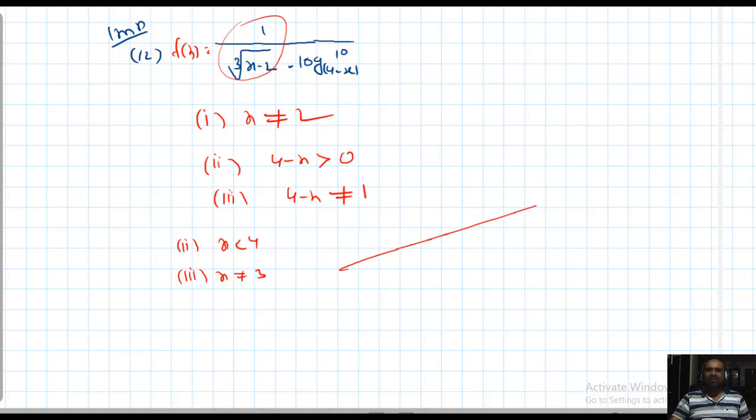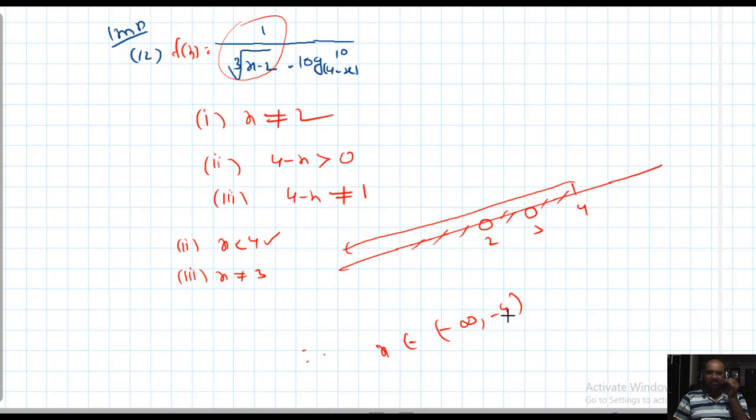So by using a number line I want to complete the problem. Here 4. This says x should be less than 4. And x should not be equal to 2, at 2 open, at 3 also open. Except that, all values you can take. So x belongs to minus infinity to 4, with 4 also open. From this you want to subtract 2 and 3.